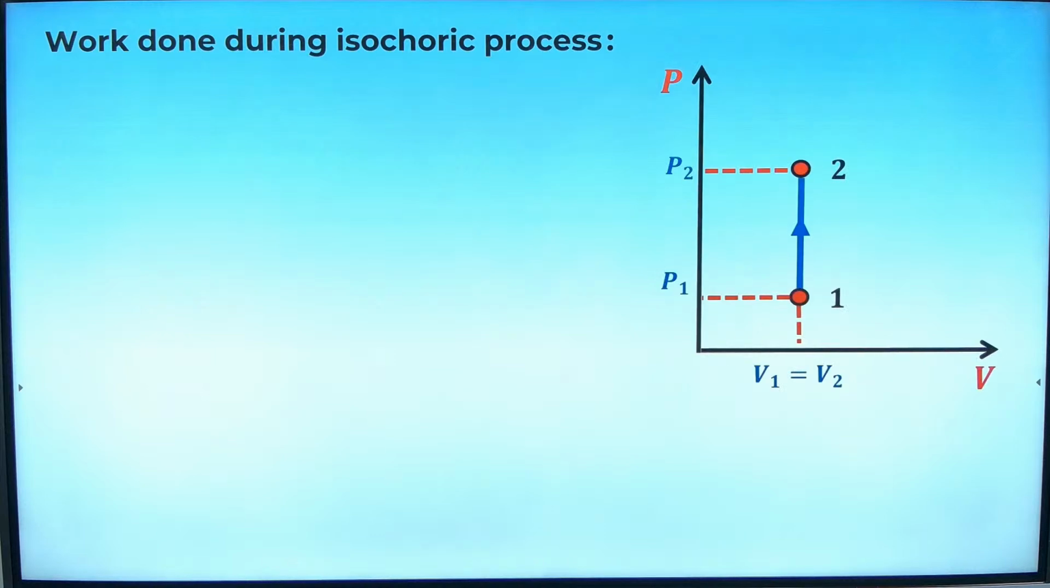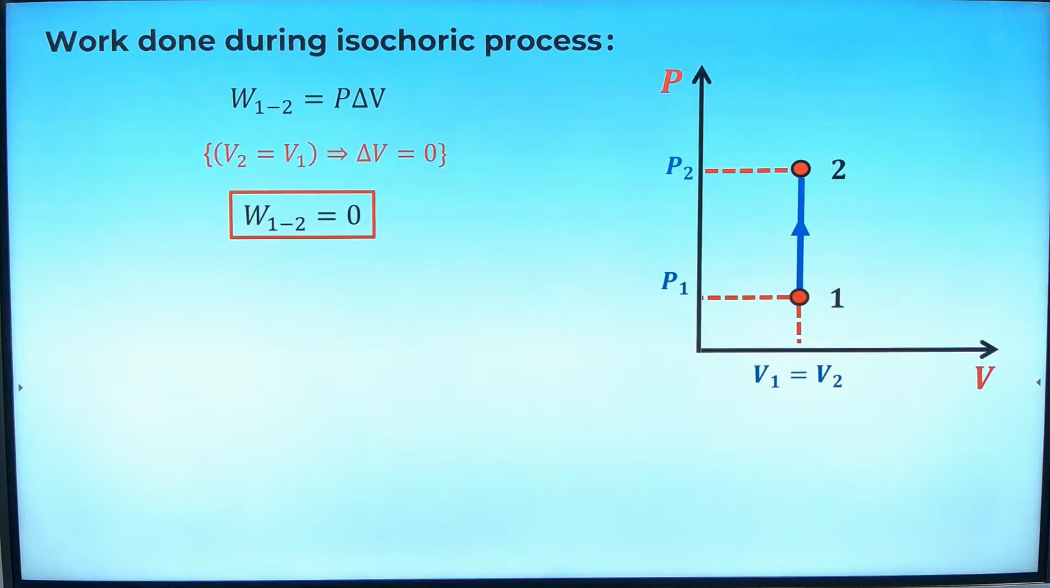So let us talk about the work done. As Abhinand told very correctly, the value of work done will be how much? 0. So delta V is 0, so work done will also be 0.